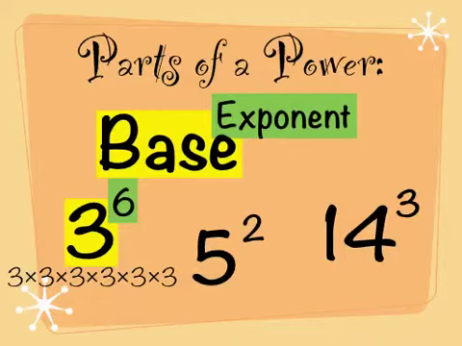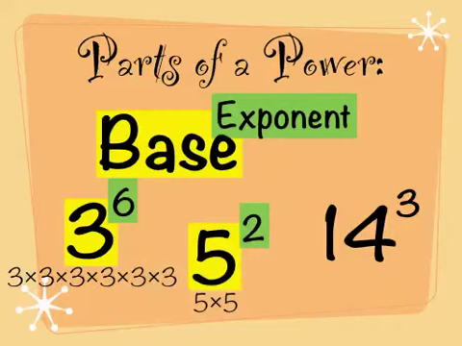The next example, we have 5 to the 2nd power. The 2nd power is read as squared. So this is 5 to the 2nd power, or 5 squared. The base is 5. The exponent is 2. And written as repeated multiplication, 5 squared would be 5 times 5.